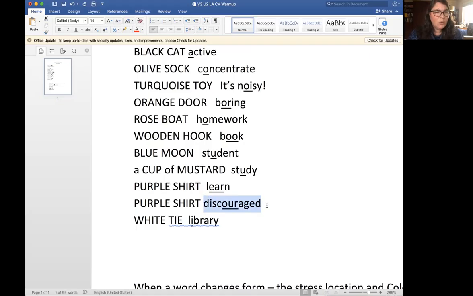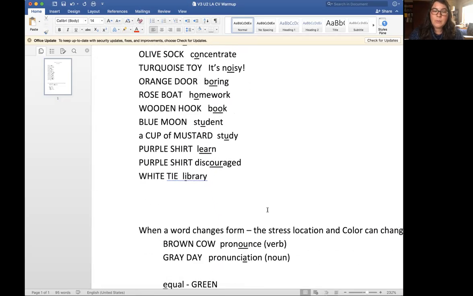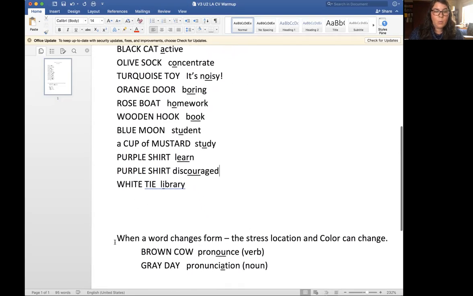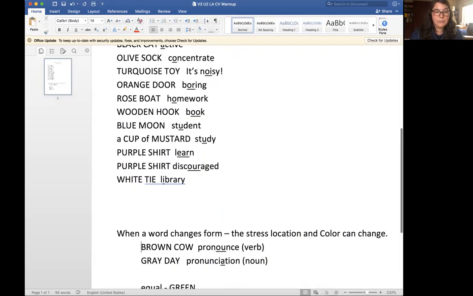Discouraged, he said, I'm so discouraged. It means without courage, and courage means to be brave and say, I can do it. But dis means no, so you have no courage. You think, I can't do it. It means frustrated. Okay, so I also wanted to show you this. When a word changes form from noun to adjective to verb, the stress location and color can change. So look at these 2. Brown cow pronounce. I can't pronounce it.